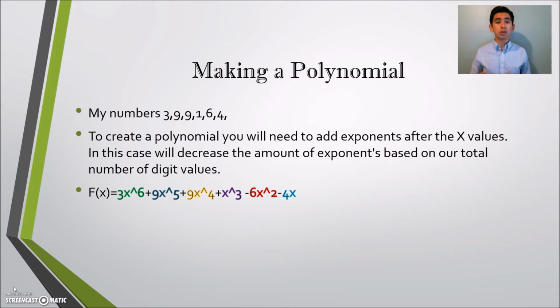3, 9, 9, 1, 6, 4. To create a polynomial, you will need to add exponents after the x values. In this case, we'll decrease the amount of exponents based on our total amount of digits that we have in your equation. As you can see, in this case, I have f of x equals 3x to the 6th, 9x to the 5th, plus 9x to the 4th, plus 1x to the 3rd, 6x to the 2nd, and 4x, because I want to have a remainder of no exponents of 1.